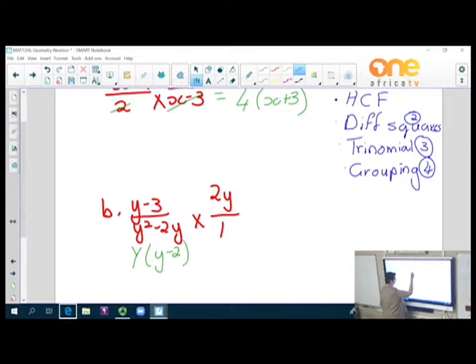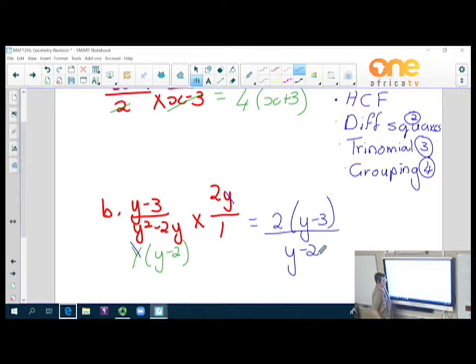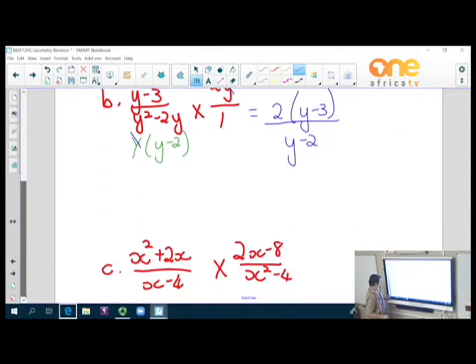So now we can cancel. So this y can cancel with that y, and actually nothing further. So the answer is then 2y minus 3 over y minus 2. And you cannot cancel anything there, no, never. You can only cancel if it's multiplication.